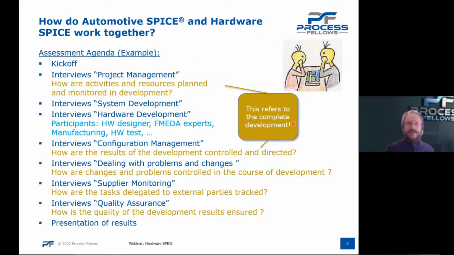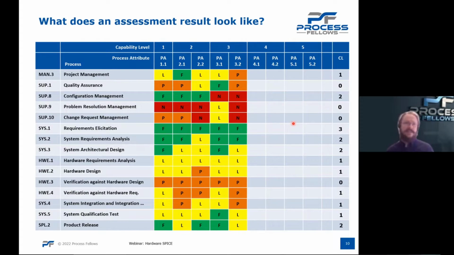Here at the end, we have the presentation of the results, and then you have a result that might look like this. And this is where you see what the model of SPICE typically looks like. You see the process dimension here on the left side. This is where you see all the processes where I performed the interviews. And you see just in between here, we have hardware 1, 2, 3, and 4. So it is the same way of assessment as for the parts of system of Automotive SPICE. So it's combined in this result here. And then this is presented for the different capability levels.